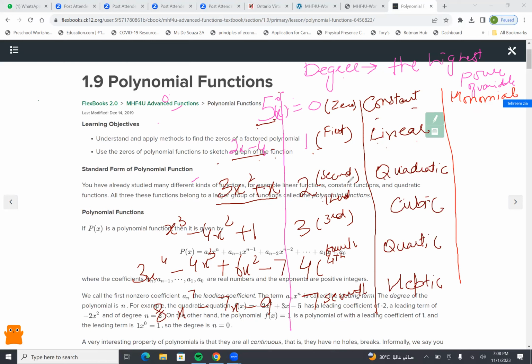First degree polynomial has 2 terms, so it is called binomial. Second degree polynomial also has 2 terms, so it is again called binomial. Third degree polynomial has 3 terms, so it is called trinomial. And the rest of all can be known as polynomial.